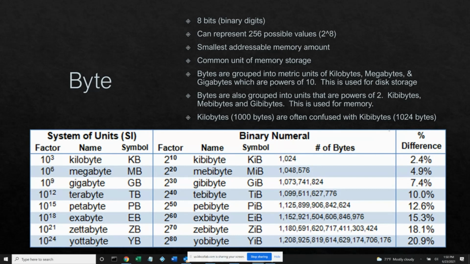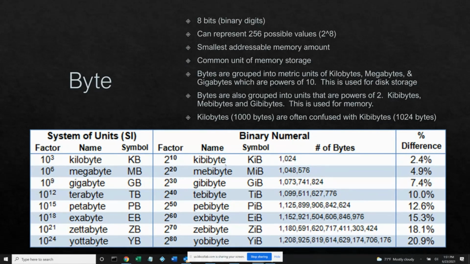It is not 1,024. That's actually a kibibyte. A kibibyte is 1,024. And here are all the different units: kilobyte, megabyte, gigabyte, terabyte, petabyte, exabyte, zettabyte, and yottabyte. Those are all powers of 10, just like the metric style. And the powers of 2 units, again, would be used for memory.